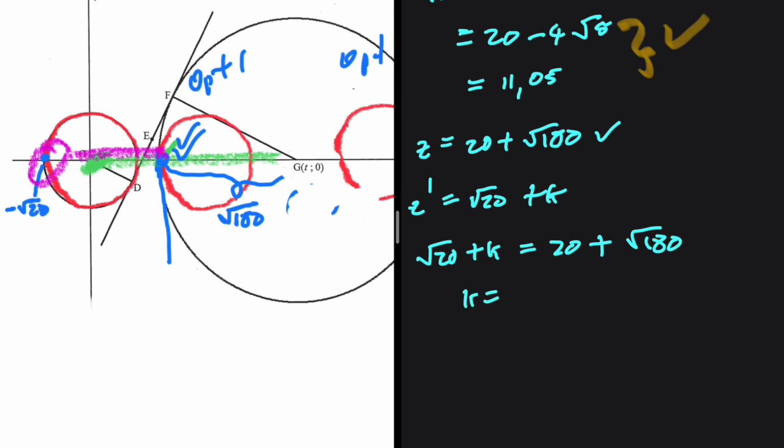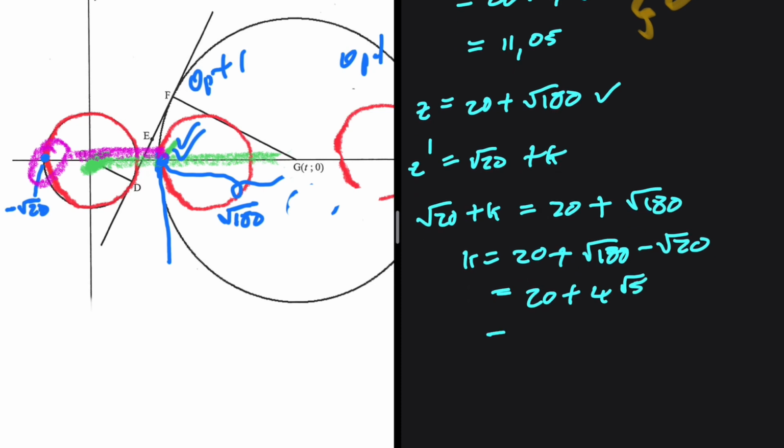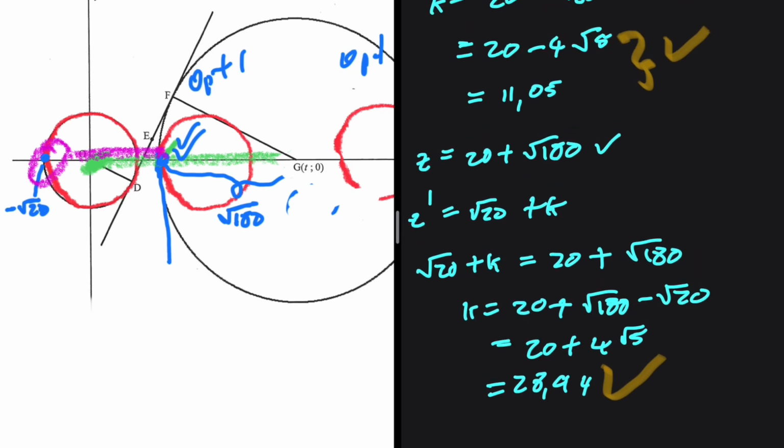So k is equal to 20 plus square root of 180 minus square root of 20. This is equal to 20 plus 4 square root of 5, which is 28.94. So these are two possible values of k according to me.